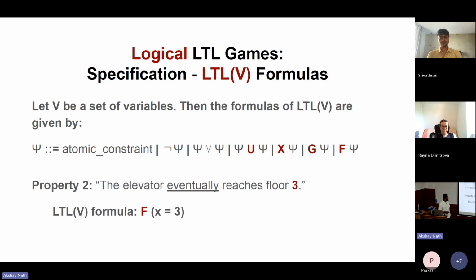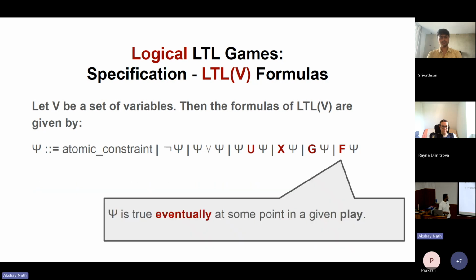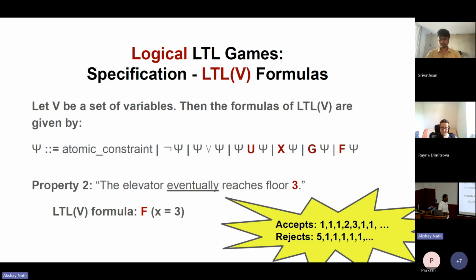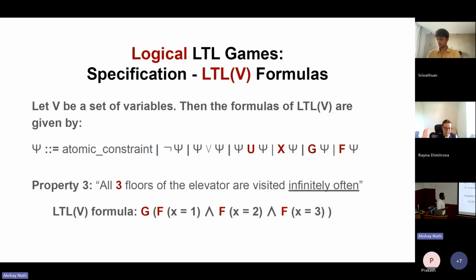Similarly, you have another formula which says something like eventually psi is true, right? Eventually, at some point, starting from the start state, some formula is true. And an example of that would be the property that the elevator eventually reaches floor 3. We can denote it by F x equals 3, and it accepts this play because 3 is reached here, and it doesn't matter what comes after that. Whereas here it's rejected because after a point it's only 1, but 3 is never reached. And an interesting property that we are also going to look at is that all 3 floors of the elevator are visited infinitely often.